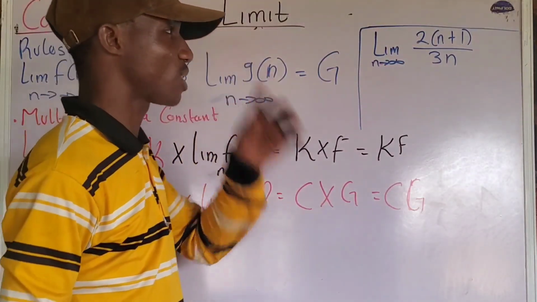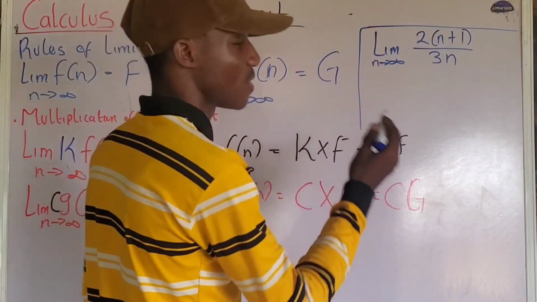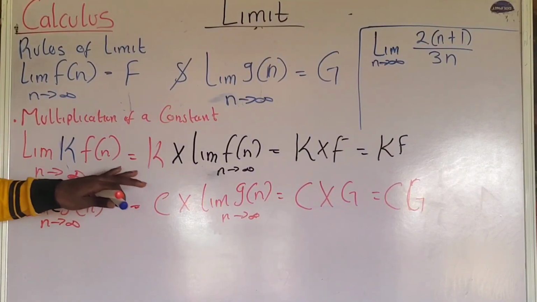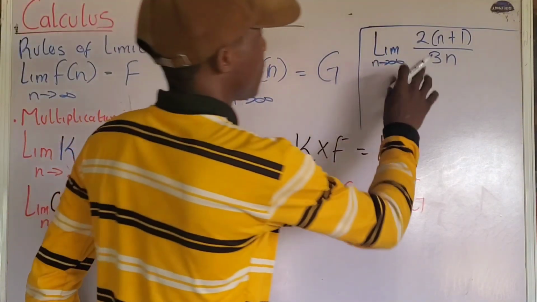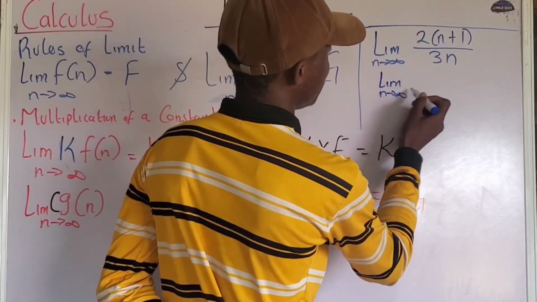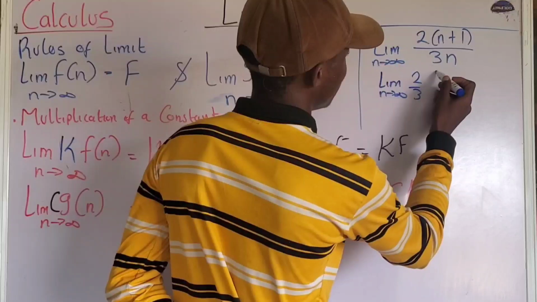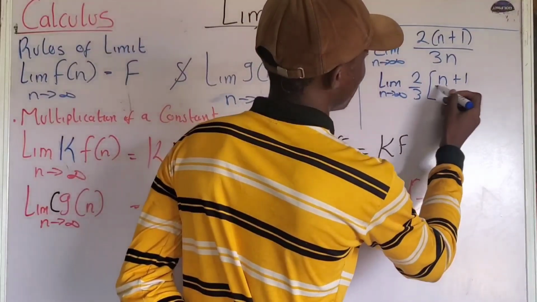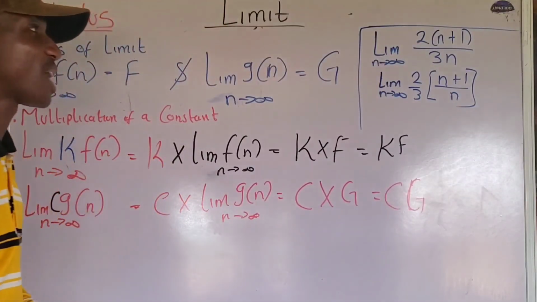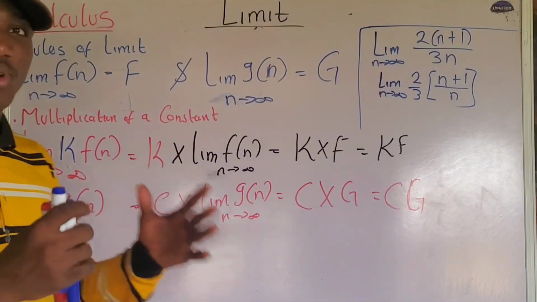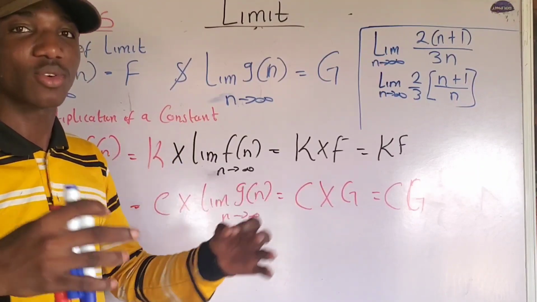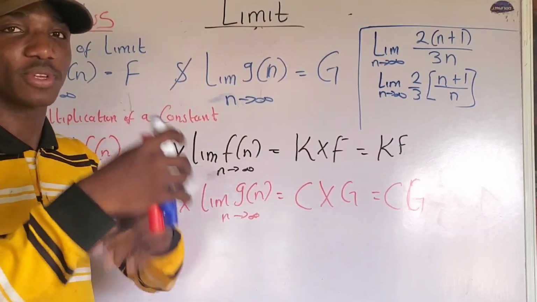Well, you can factorize. I want to explain the meaning of what you just learned. Now, factorize. You're going to have the limit as n tends to infinity of 2 over 3, multiplied by n plus 1 all over n, right? Now, according to this law, the limit of an expression multiplying a constant is equal to the product of the constant and the limit.